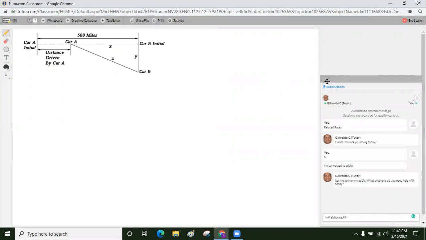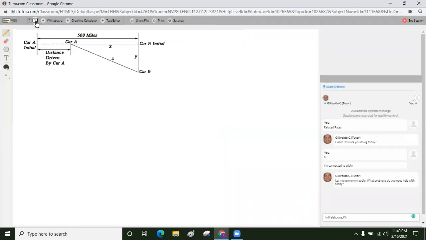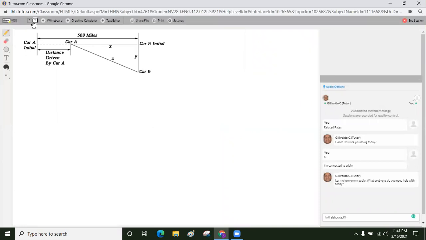It does. The only thing we haven't done yet is account for the 3-hour travel time. If we look at car A, it was traveling east at 35 miles per hour, so it would travel 105 miles in that time. So how far away was it from the initial point? If we look at the x, we can find that distance. The distance driven by car A was 105, so that makes this 395 from the initial point as far as car B. And then car B is going 150 miles per hour, so in 3 hours it would have traveled 450 miles.